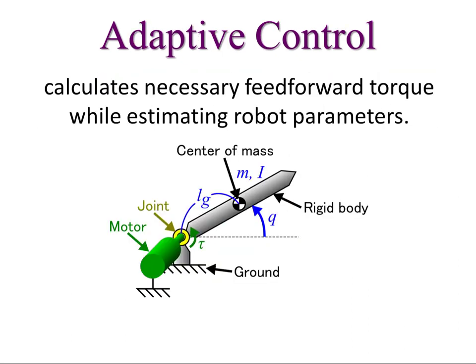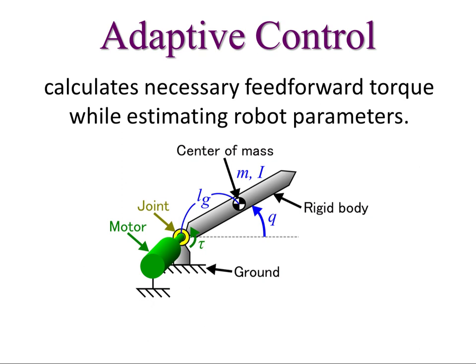The next control method I would like to introduce is adaptive control. Adaptive control estimates the physical parameters of the robot in real time while calculating the torque required to generate the desired motion using the estimated parameters. By estimating these parameters, adaptive control achieves CP control even if these parameters are unknown in advance.